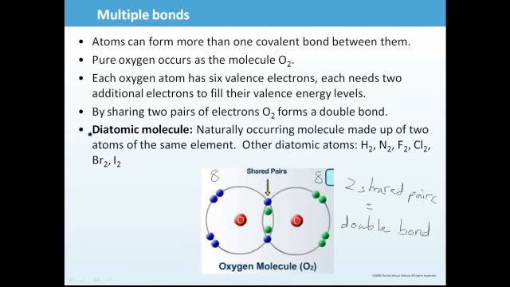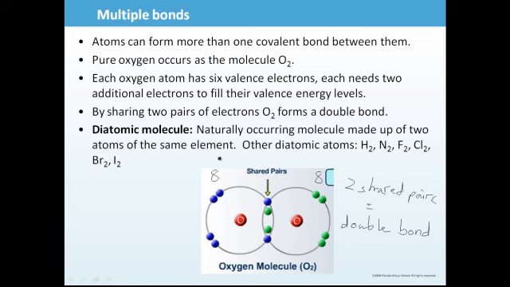This leads us to something we need to mention here, the diatomic molecule. These are naturally occurring molecules that are always going to be found in pairs. The reason for that is what we're talking about right now. They want to be stable. If two oxygens get together, they can easily make a double bond with each other and be stable as a molecule, whereas as a single element, they're not as stable.